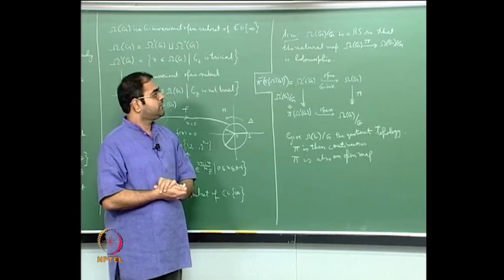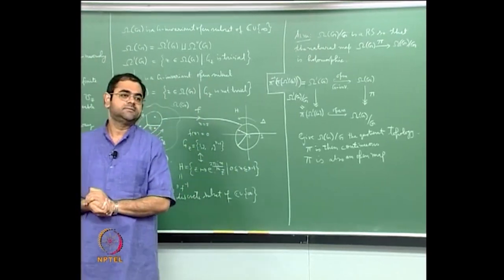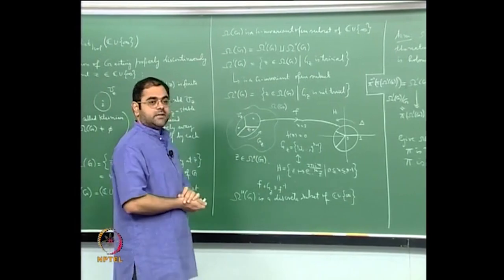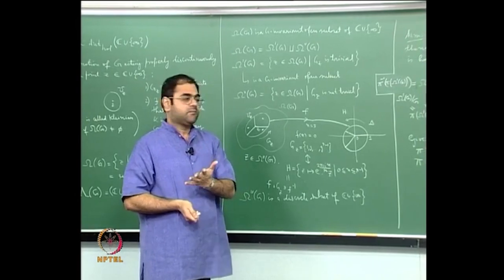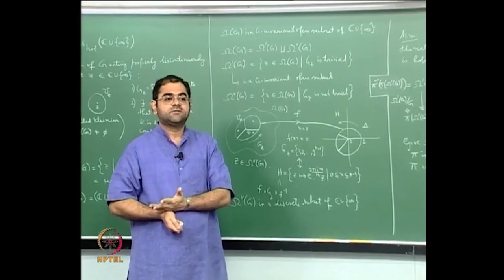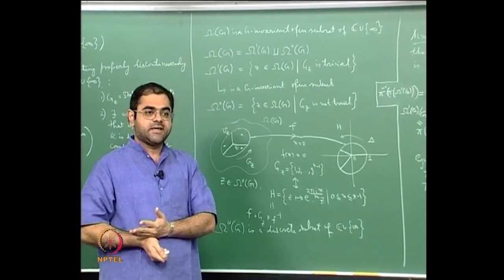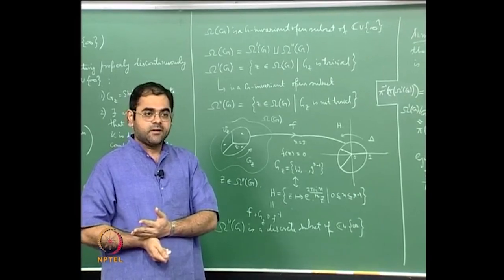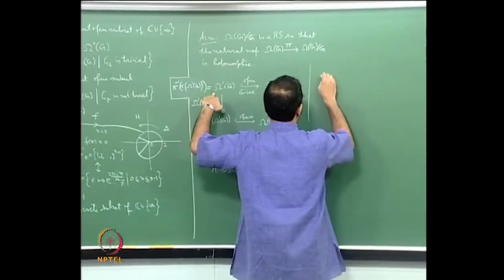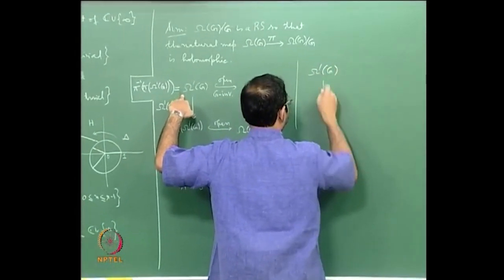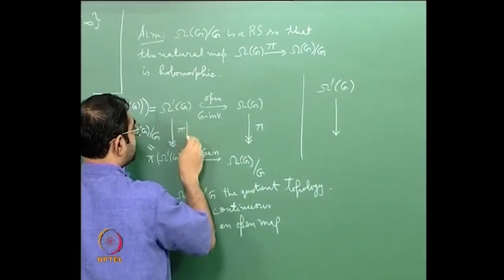Now I want you to remember that the G action on omega prime G is free, because omega prime G is the set of points where the stabilizers are trivial, that means G acts freely. And we have already seen in this case that this is going to be a regular covering. So what you must understand is that for this open subset, this quotient map is just pi restricted to omega prime G.